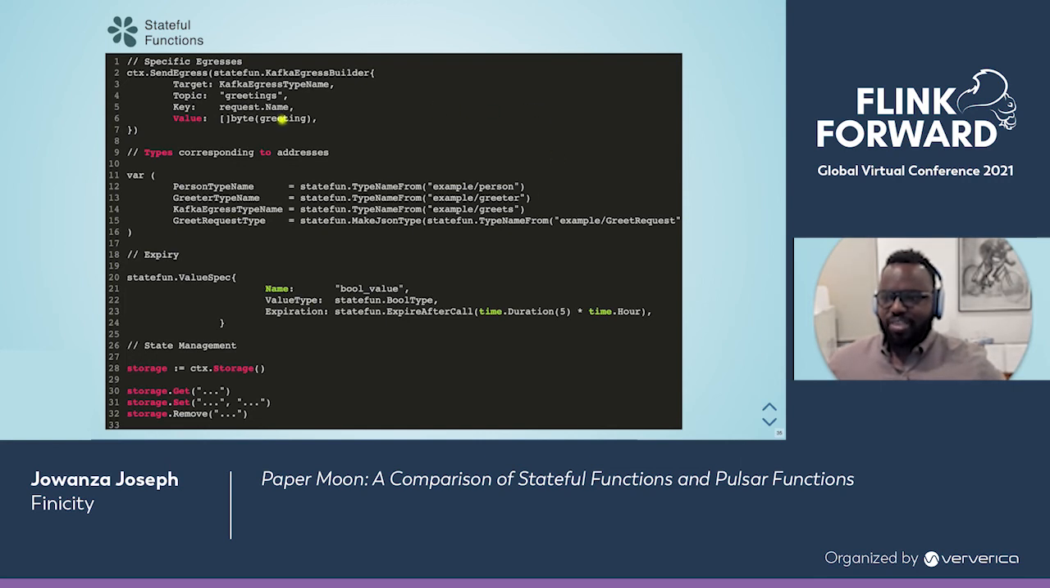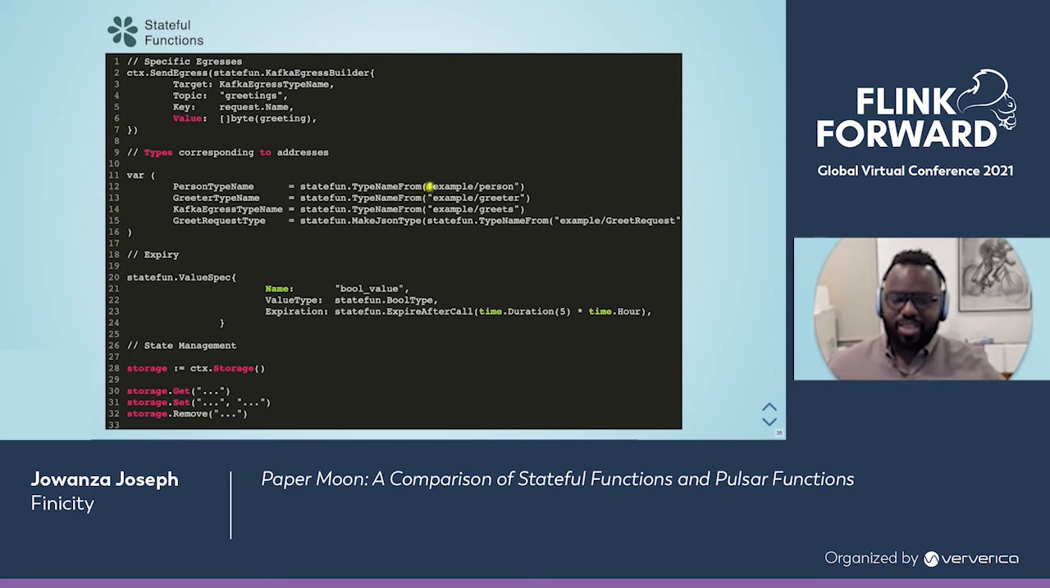You can see here at the top, we have a Kafka egress builder. This is a built-in stateful function egress builder, and we can do things with types, and we can send messages to specific topics, and manage the keys for those topics as well. And then we have things like the stateful functions type. Each type corresponds to an address.